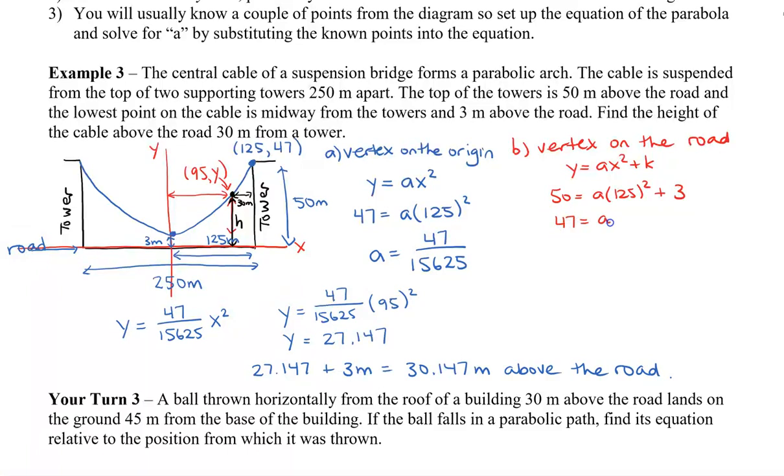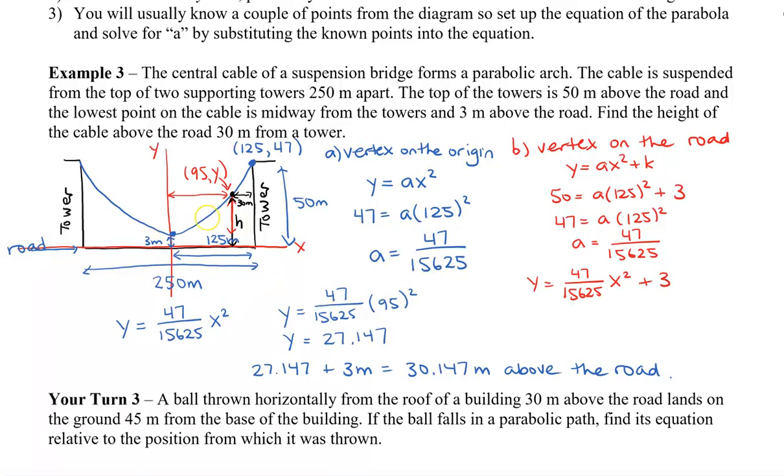So you get 47 equals a, and then we leave this as 125 squared, and you can see that the a value ends up being the same as before, 47 over 15,625, and it should be because it's the same width. So the parabola has not gotten skinnier, it's actually the same width parabola. So plugging this into and creating my equation, I get y equals 47 over 15,625 x squared plus 3.